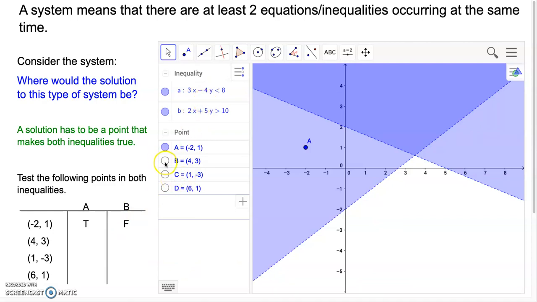I want you guys to plug in these other three points to your inequalities and determine whether or not you get true or false statements. So go ahead and pause and algebraically plug those points in.